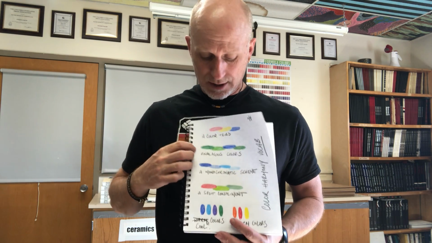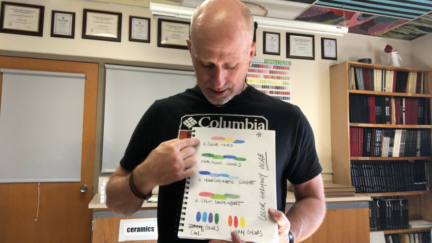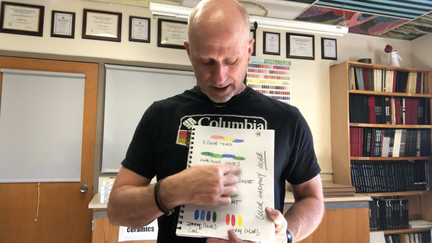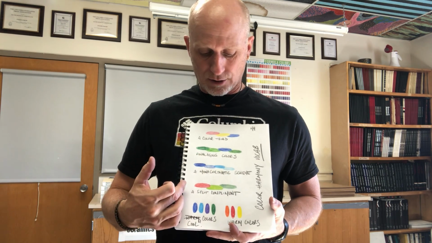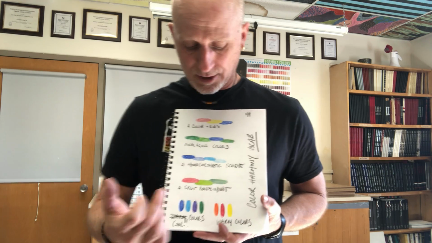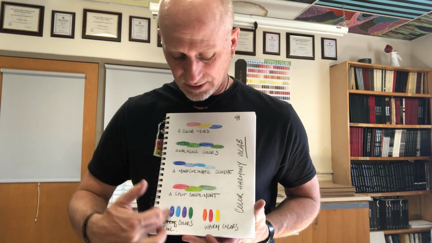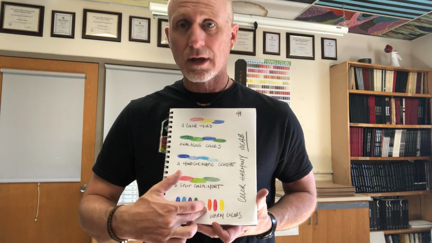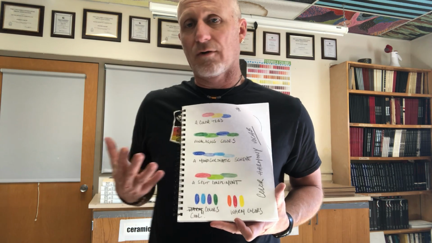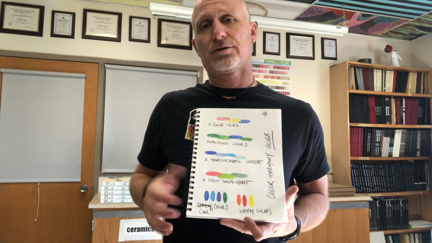Okay, so I want you on this next page in your book to show me a color triad, an analogous color scheme, a monochromatic color scheme, a split complementary color scheme, and then an identification of the cool colors and the warm colors. You can do it however you want. I did it with these little ovals. You can draw little puppy dogs next to each other. You can draw a little scene if you want and just use the 3 colors.